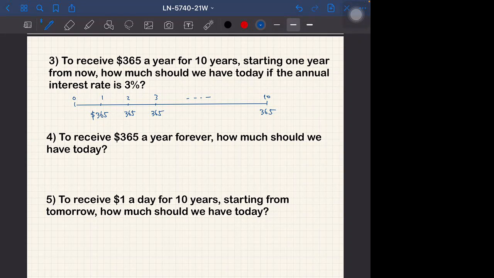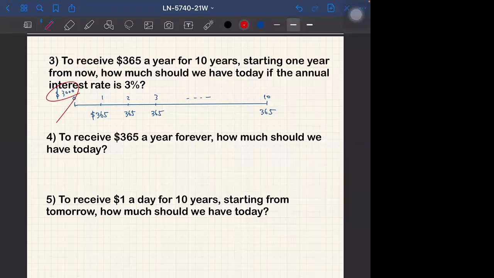But we have an interest rate. Interest will be earned. So probably we don't have to have $3,650, but maybe we need $3,000 at time 0. We are not sure, but we need to calculate this number. So this is a typical actuarial question.